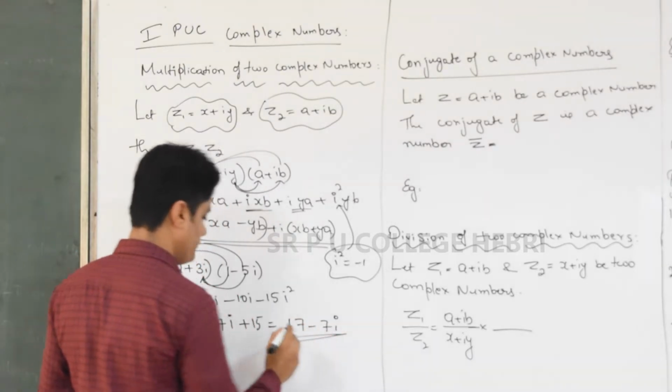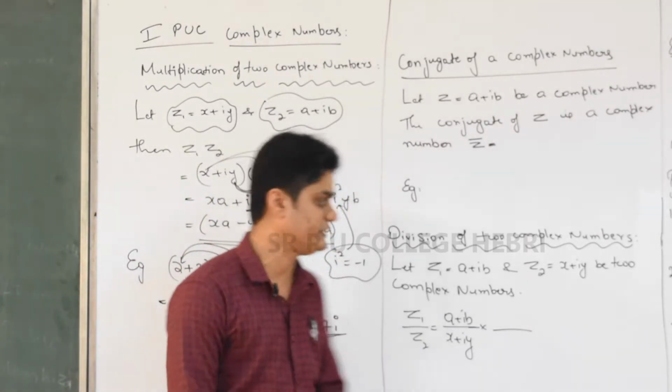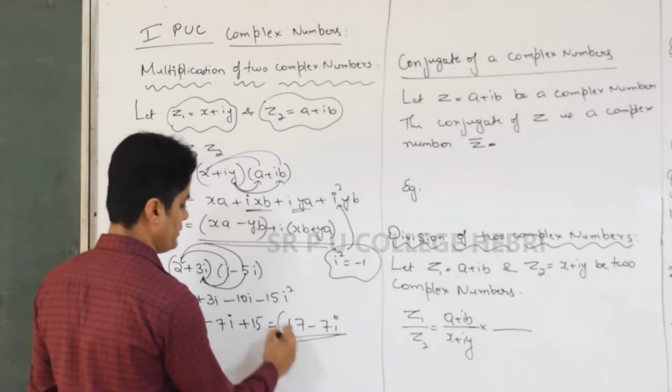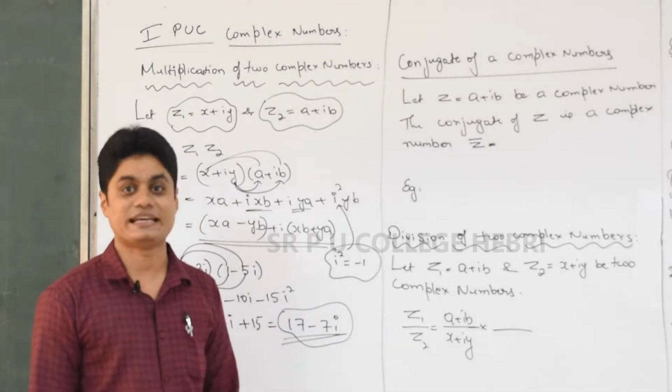Please remember, even after addition, subtraction, multiplication as well as division, the final answer must be in the form of real part plus i into imaginary part, that is, a plus ib form.